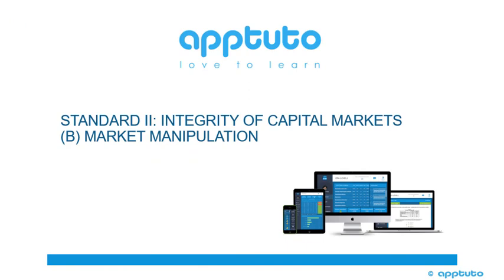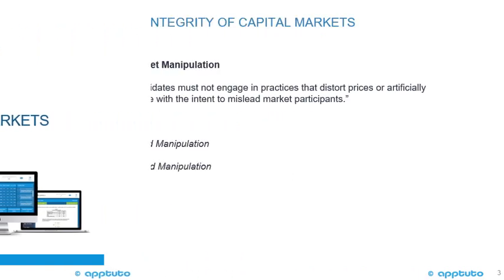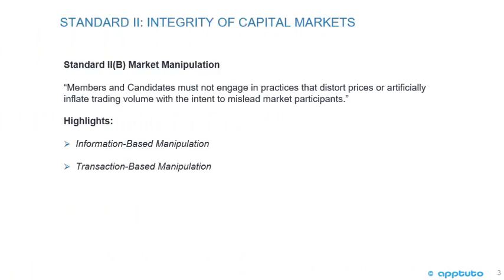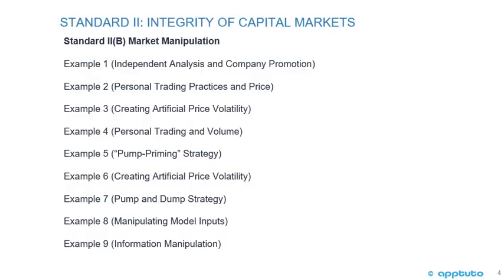Standard 2, Integrity of Capital Markets. Substandard B, Market Manipulation. Standard 2B, Market Manipulation. Members and candidates must not engage in practices that distort prices or artificially inflate trading volume with the intent to mislead market participants. Some of the highlights are information-based manipulation and transaction-based manipulation.